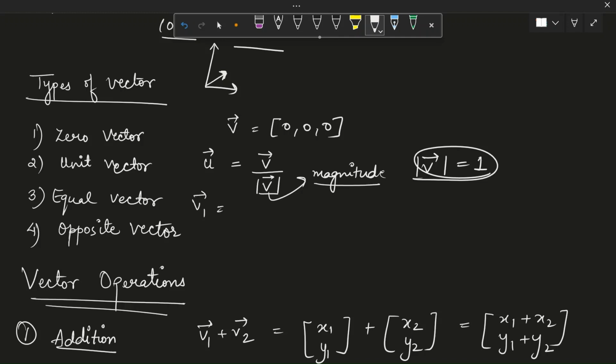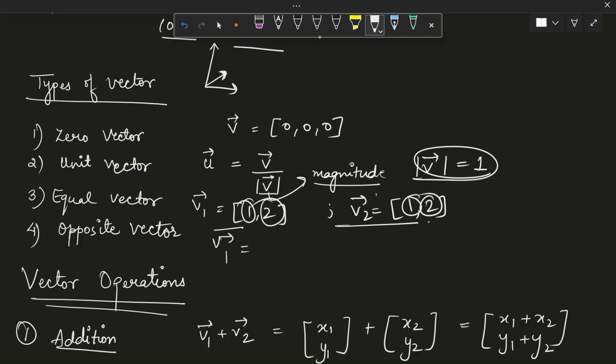Equal vectors are those where corresponding components are identical. Suppose we have a vector v1 whose components are 1 and 2, and similarly a vector v2 whose components are also 1 and 2. These two are equal vectors because their corresponding elements are equal. Opposite vectors are vectors with the same magnitude but opposite direction. Now let's take another example. If we have a vector something like this and another vector like this.